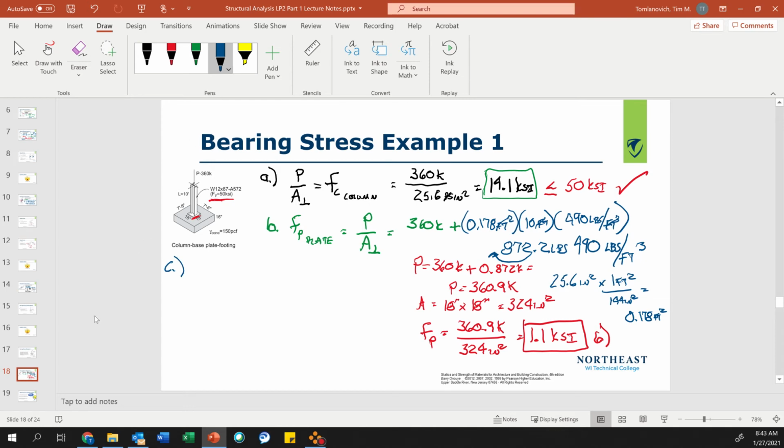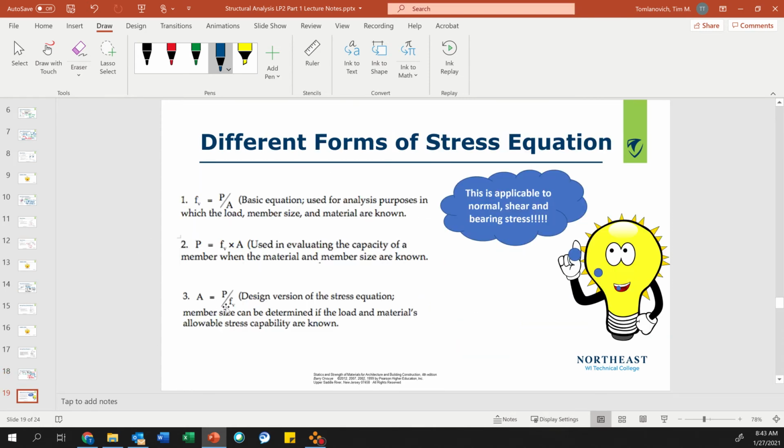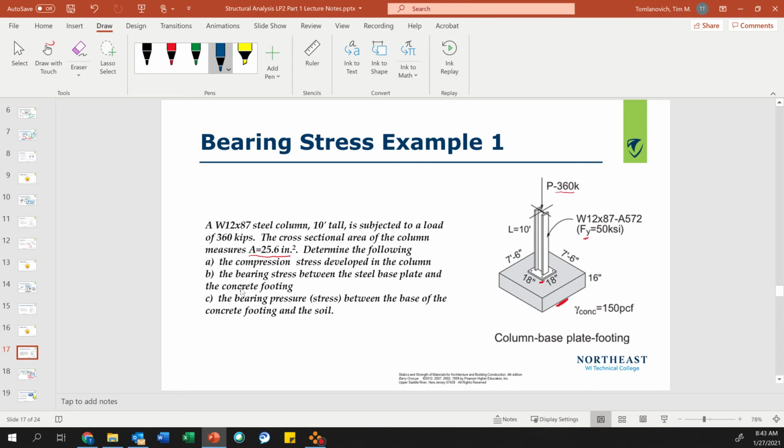C is what? Bearing pressure stress between the base of the concrete footing and the soil. Okay, so now we got to add the weight of the concrete here. Oh boy. All right, so units. It's 7'6" by 7'6" by 16 inches times 150 pounds per cubic foot.